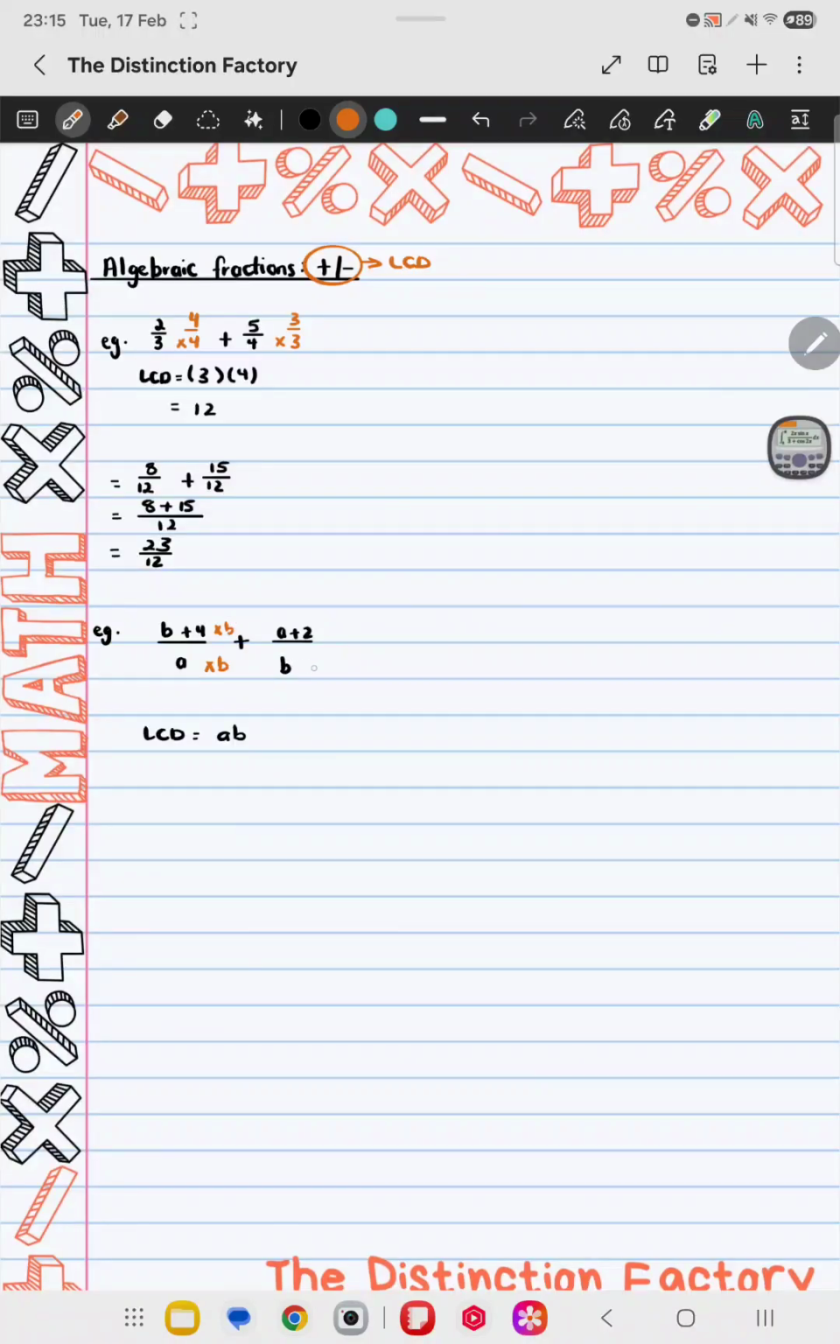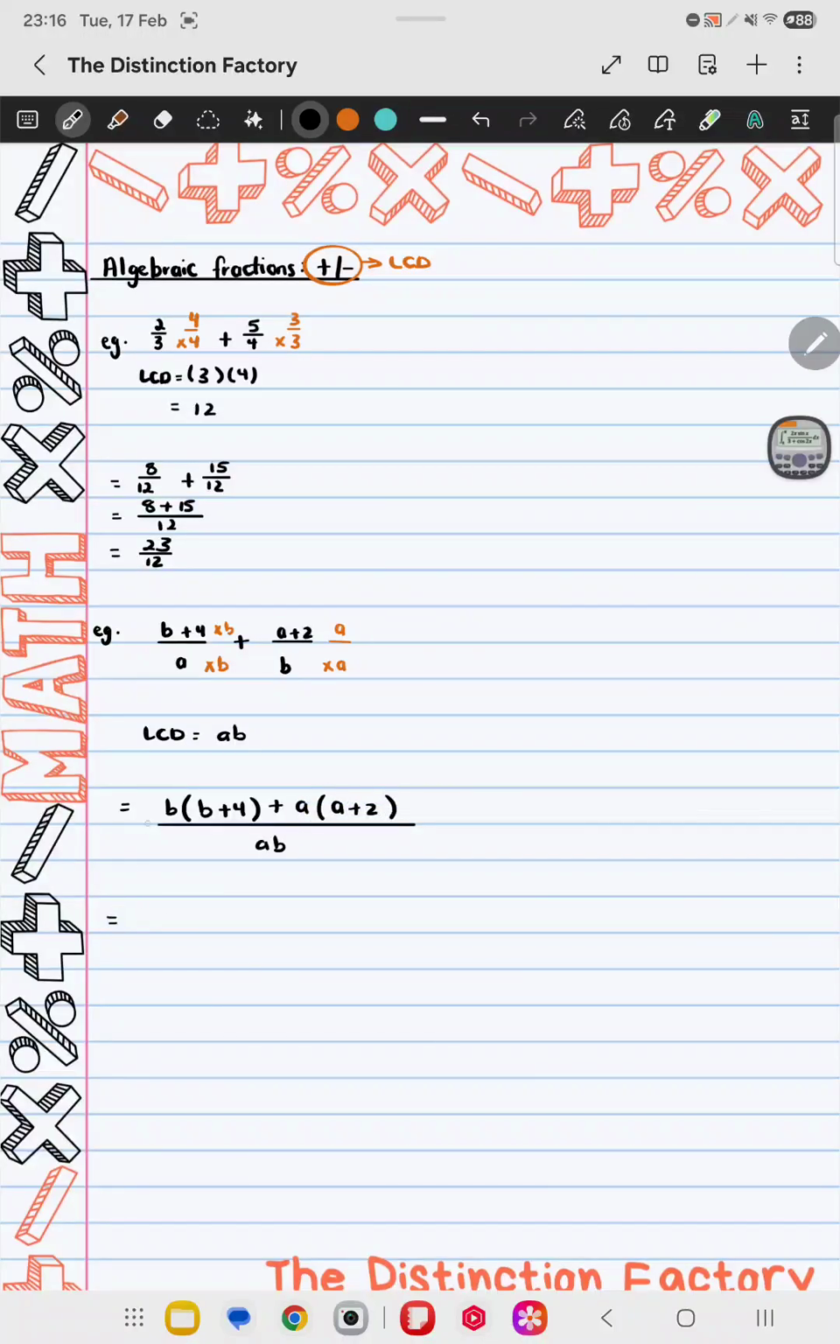If I'm looking at the second fraction, my denominator is missing the A. So I'll have to multiply it by A in order for it to become AB. And then whatever I do to the bottom, I'll do the same thing to the top as well. So basically what I've got is B being multiplied into B plus 4 all over our LCD. And now I can write it as one big denominator, similar to what I've done in the previous example. Plus A being multiplied into this entire numerator. So A into A plus 2.